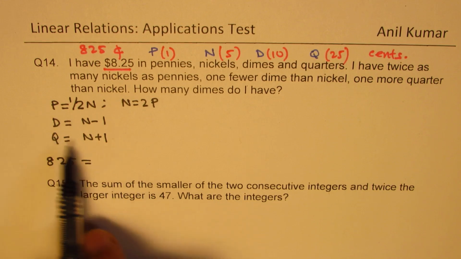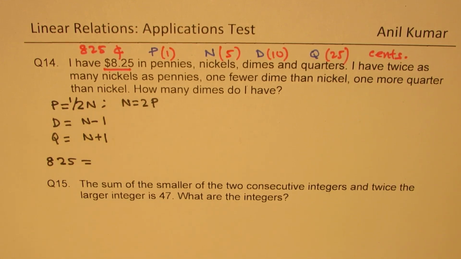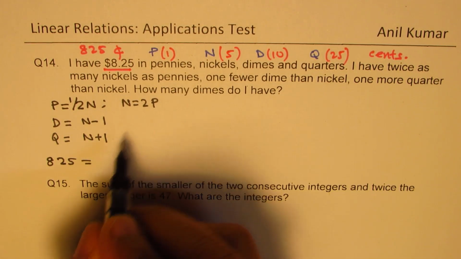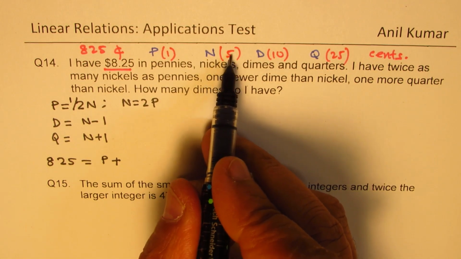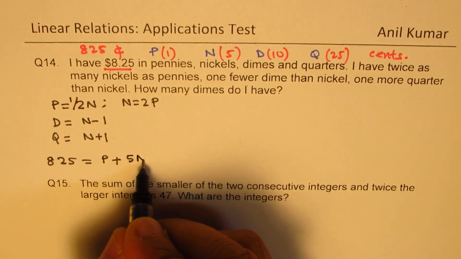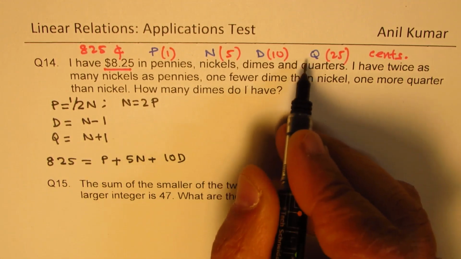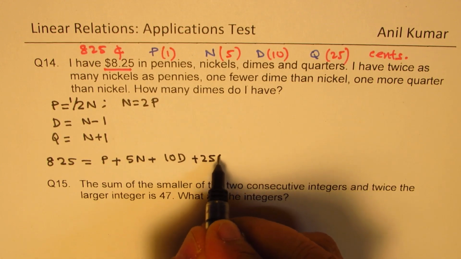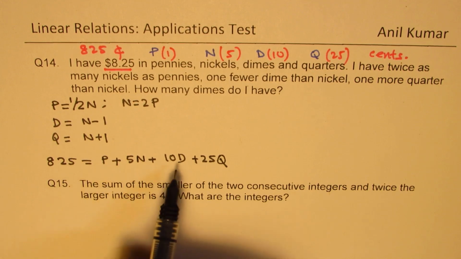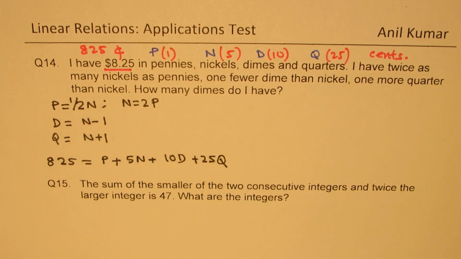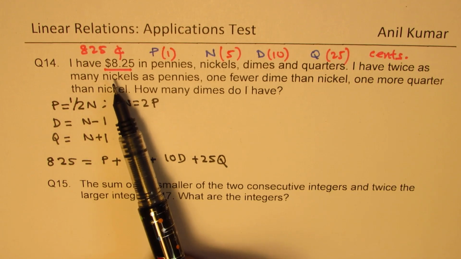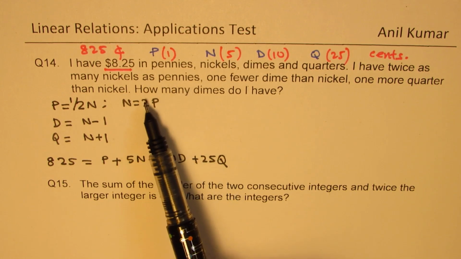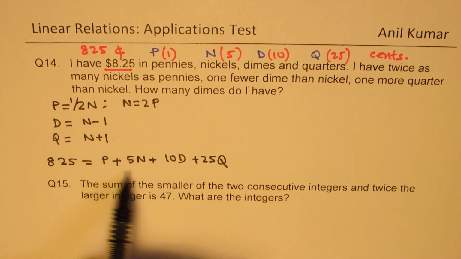So we can now write the relation in terms of nickels. So if we have P pennies, then it will be multiplied by 1 cent. Plus, if we have N nickels, it will be multiplied by 5, so 5N, plus 10 dimes, and quarters is 25. That is the cent value of each. But we have all these terms in terms of nickels, N, right? So the first sentence is slightly more confusing. I have twice as many nickels, more nickels than pennies. So pennies are half of nickels, right? We'll write everything in terms of nickels.